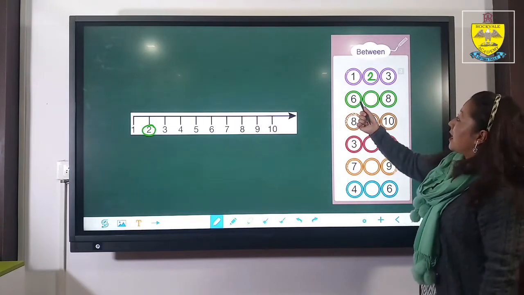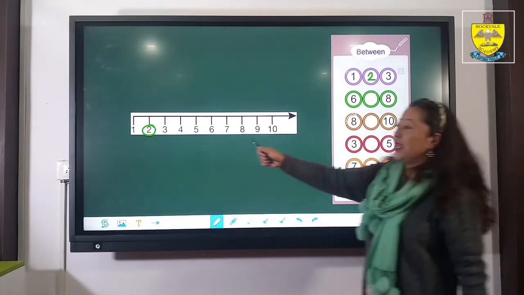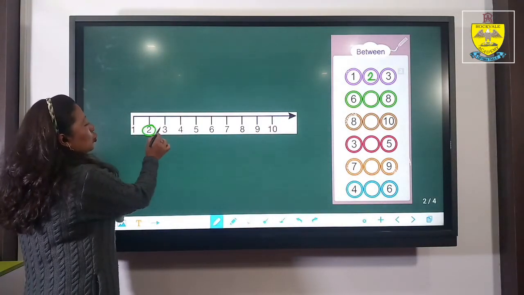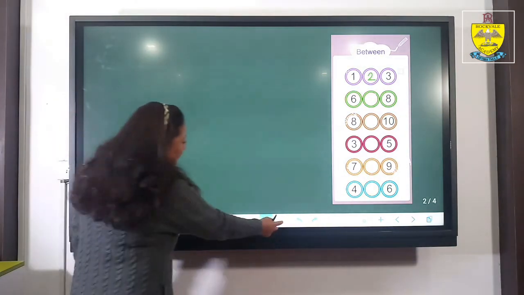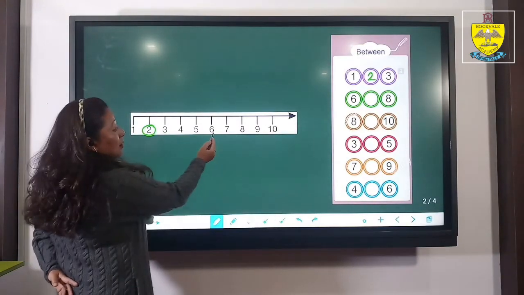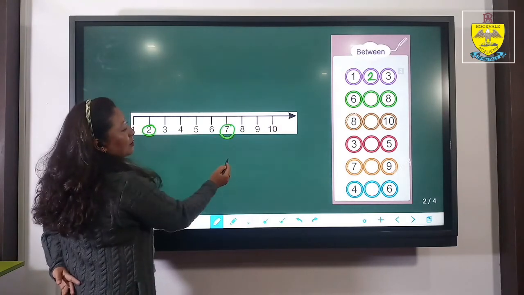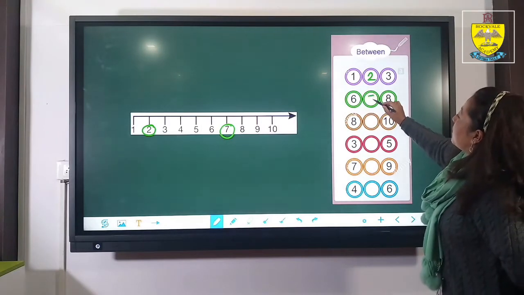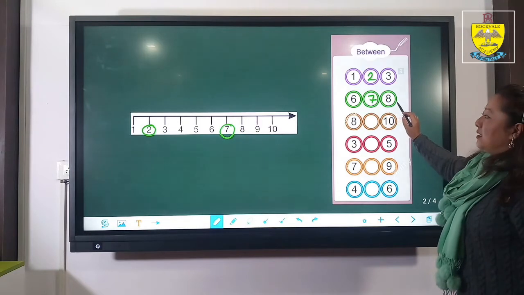The next question says, what comes between 6 and 8? Again, you have to do forward counting. 1, 2, 3, 4, 5, 6. Then what comes after 6? It is 7. So the answer here is 7. 7 comes between 6 and 8.